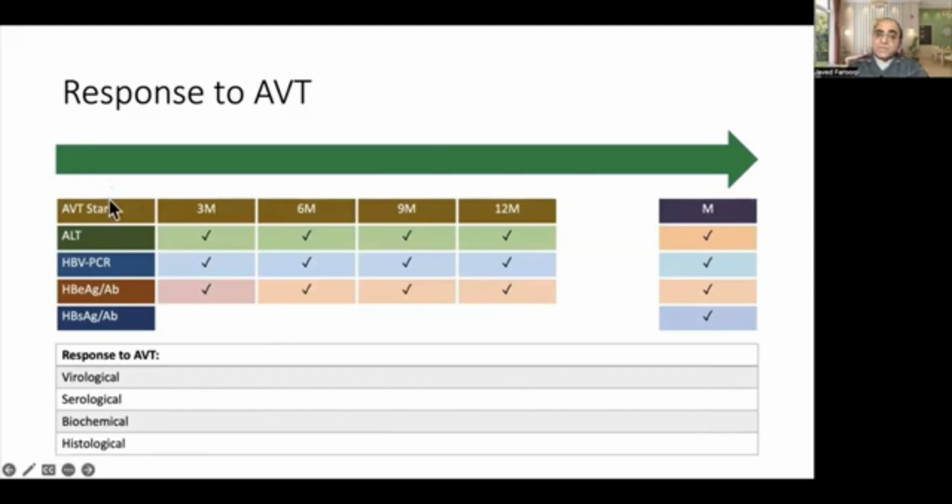So you start the patient on treatment, and this is 3 months, 6 months, 9 months, 12 months, first year, and this is later on. So the ALT levels are checked at 3 months, 6 months, 9 months, 12 months. PCR at 3 months, 6 months, 9 months, 12 months. E antigen and E antibody status, you check at 3 months, 6 months, 9 months, and when a response is achieved, then you check the HBs antigen levels.